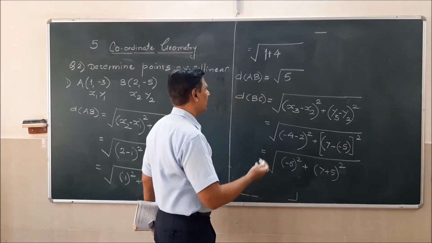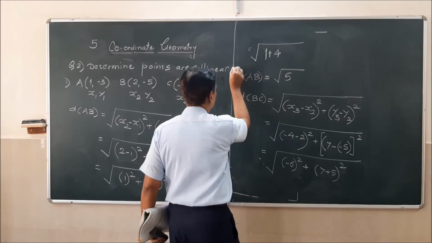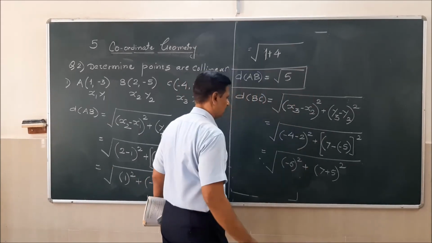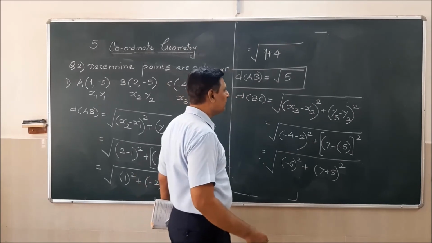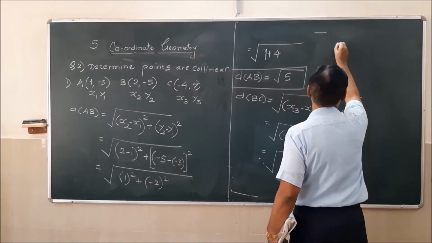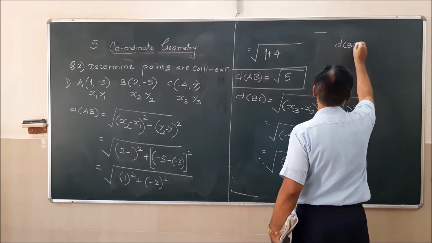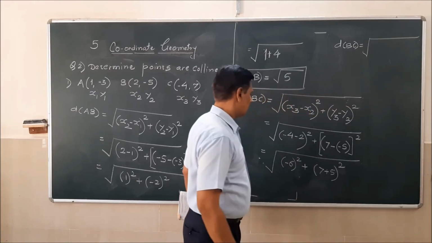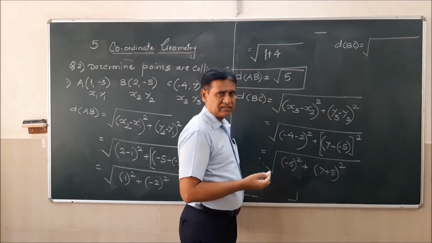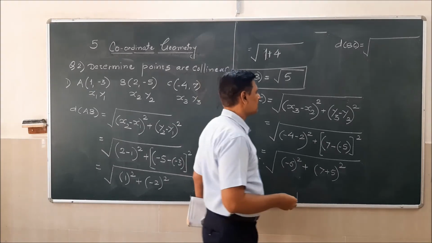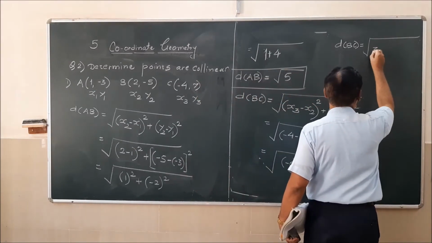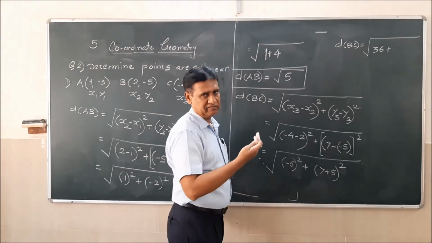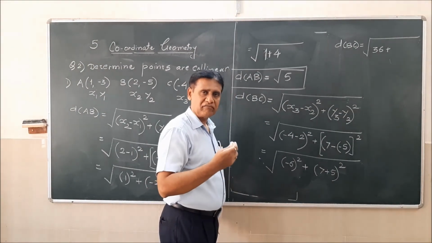7 plus 5 the whole square. I have already obtained the value of AB. Now I am going to find out the value of BC. So distance BC is equal to the square of minus 6, which is 36, plus 7 plus 5 is 12, and 12 square is 144.